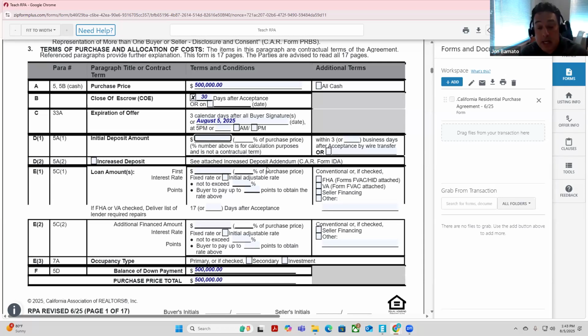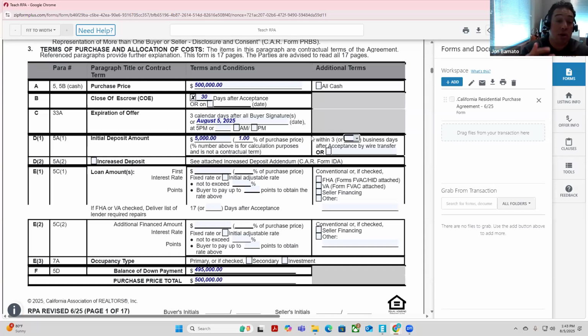Typically, on average, in the greater Sacramento area, you'll want to deposit around 1% of the purchase price. So if they're doing a $500,000 purchase, you would want to do, not 50,000, sorry, 5,000. Anything less than 1% is probably going to be seen as light. Anything more than 1% is going to be seen as stronger.